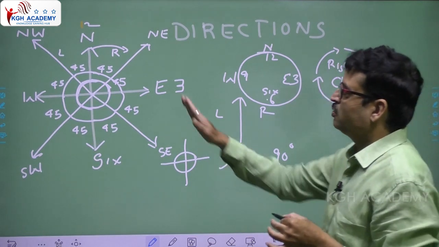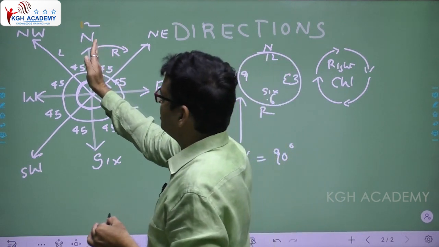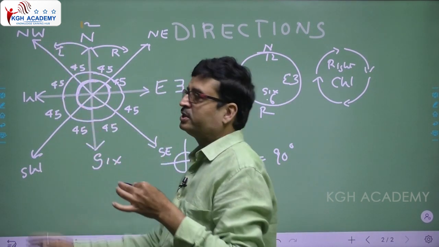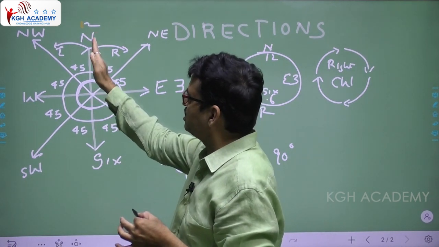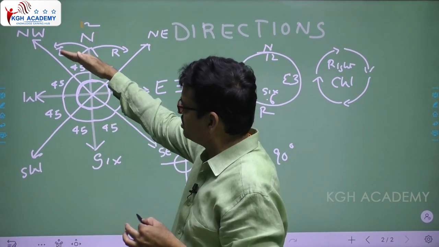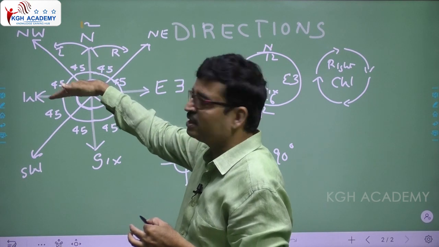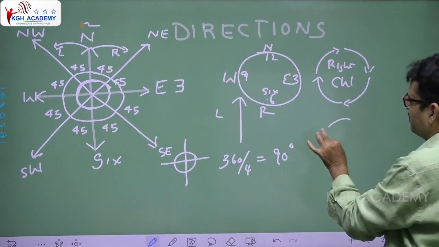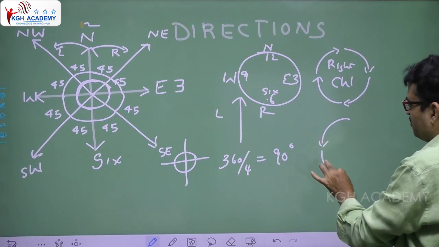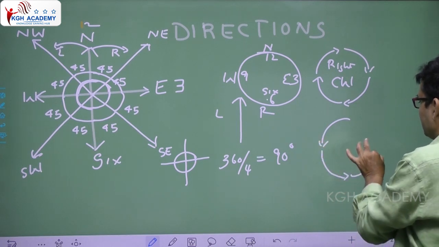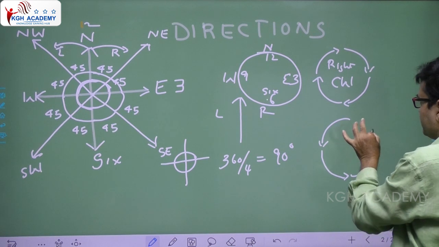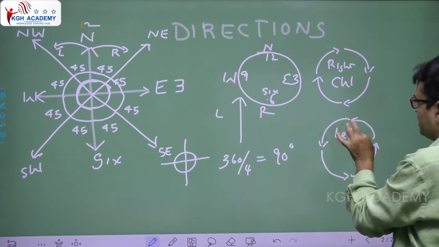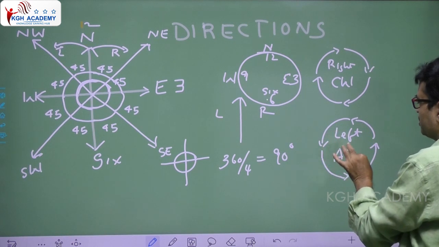Clear? Now, a person is facing north direction. He turned left. So when a person is facing north direction, from 12 o'clock it is coming to 9 o'clock. So anti-clockwise. So when a person is turning left, please note, that is anti-clockwise direction. Turning left is anti-clockwise direction.